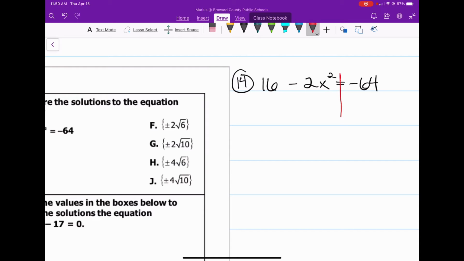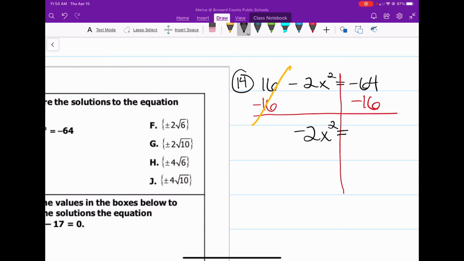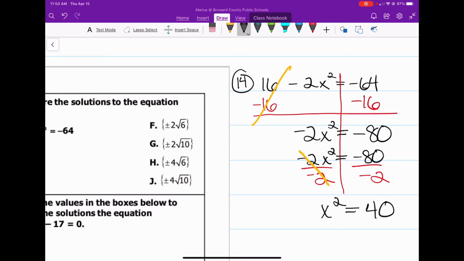So the first thing we want to do is subtract 16 from both sides. I want to move the 16 and just get the negative 2x squared by itself. When we do that, the 16's cancel out. You're left with negative 2x squared equals negative 80, because you have to combine the negative 64 and the negative 16. Now the next step is to divide both sides by negative 2. The negative 2's cancel out, and we're left with x squared equals positive 40.